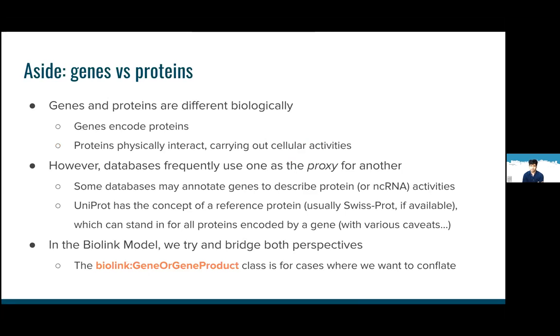But before I dive deep into the modeling aspects, I'd like to address a concern, which is genes versus proteins. We know they are separate, and genes encode proteins, and proteins physically interact and carry out the functions that they were designed for. But databases frequently use one or the other ID for representation. Some databases may annotate genes to describe certain protein or RNA activities. And in the case of UniProt, there's this idea of a reference protein, especially for humans, where a single protein UniProt identifier can stand as a replacement for all the proteins encoded by that gene or that gene's isoforms. So in the model itself, we try to bridge these perspectives by having a class called Biolink gene or gene product, which is a parent of both gene and protein.